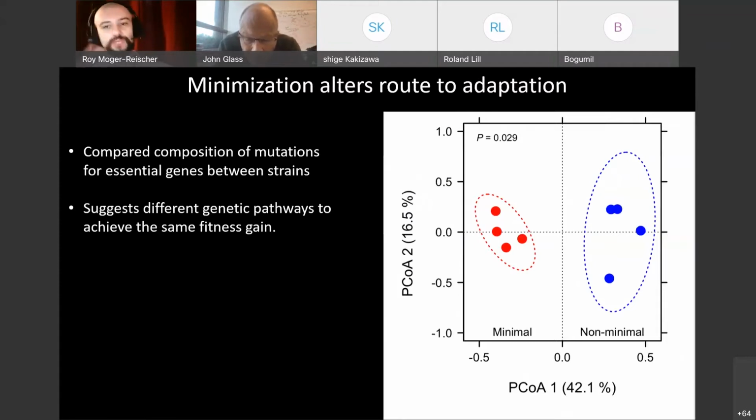And when we decompose the composition of mutations, what we see is that there is a significantly different composition of mutations between the non-minimal and the minimal cell, suggesting that even though they adapted at the same rate, they were doing this in different ways. And we looked at the specific genes that were involved in adaptation. So this is just a very general compositional analysis.